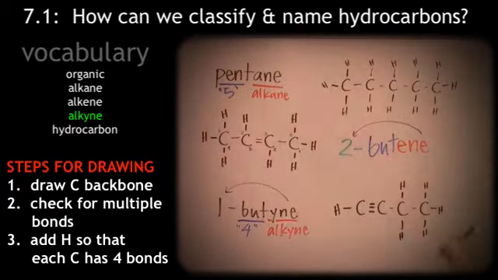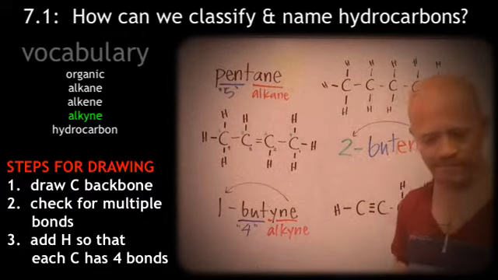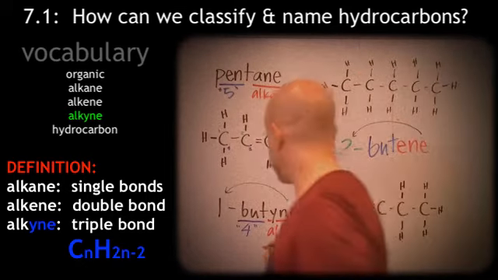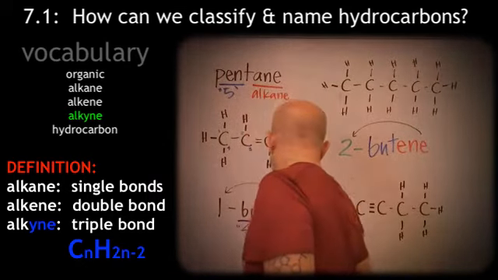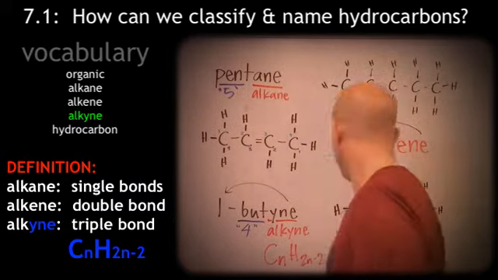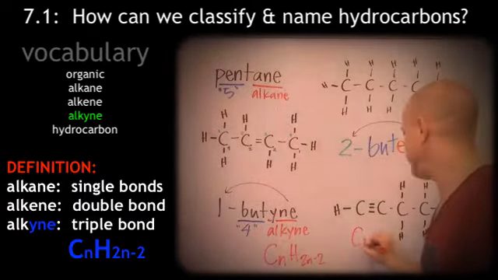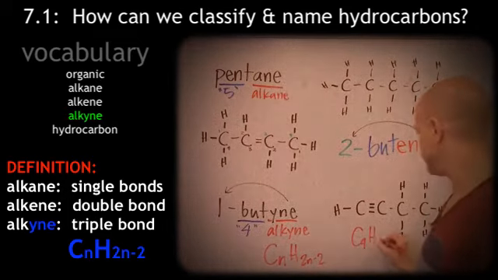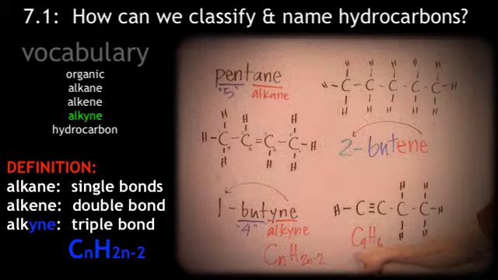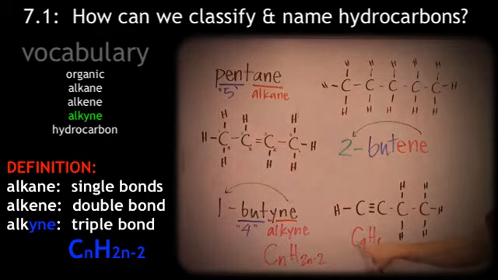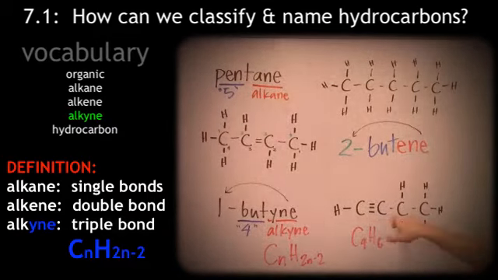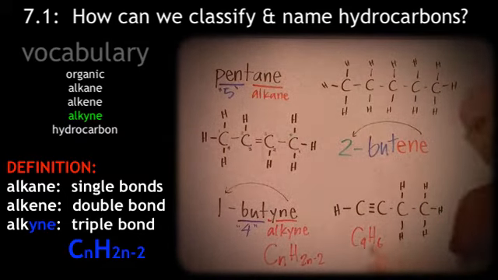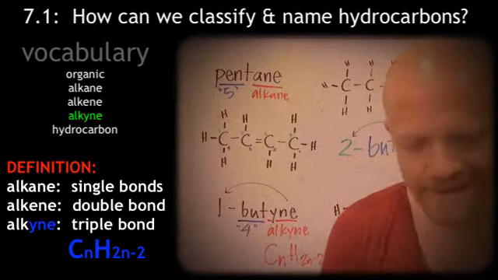Now let's just look at the name of it, butyne. Because it's an alkyne, it should have the formula of CnH2n minus 2. Or in this situation, C4H2n, which is 8, minus 2, which is 6. Again, CnH2n minus 2. So C4H6. 1, 2, 3, 4. And finally 1, 2, 3, 4, 5, 6. This one checks out.